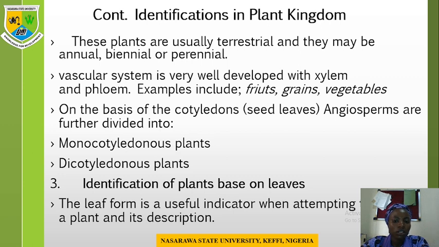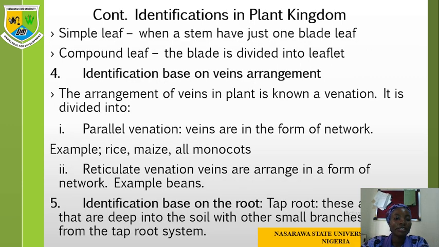On the basis of cotyledons, angiosperms are further divided into monocotyledonous plants and dicotyledonous plants. This is also a way of identification in plant kingdom. Now, identification of plants on the basis of leaves. Based on the leaf arrangement, plants can also be identified. We have the simple leaf. When a stem has just one blade leaf, it's called a simple leaf. And we have the compound leaf. Here, the blade is divided into leaflets.